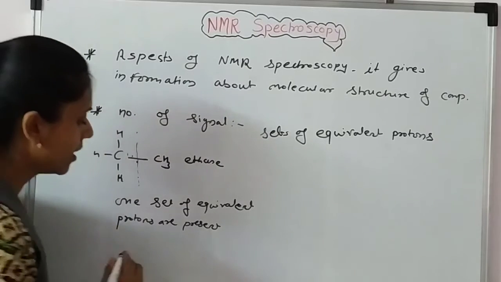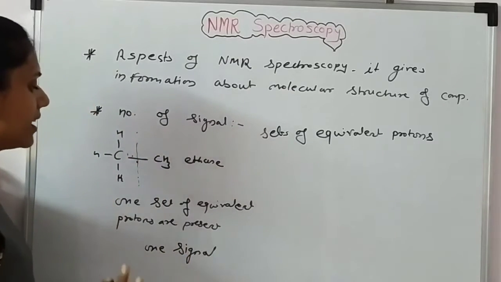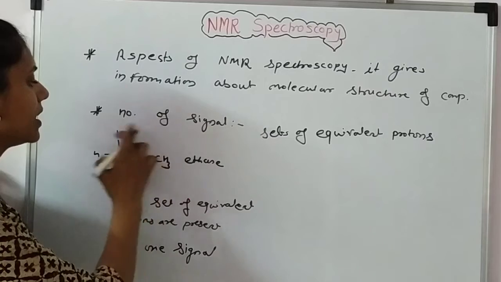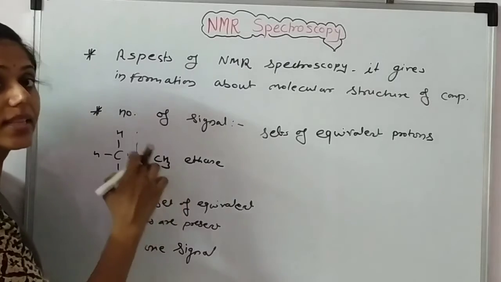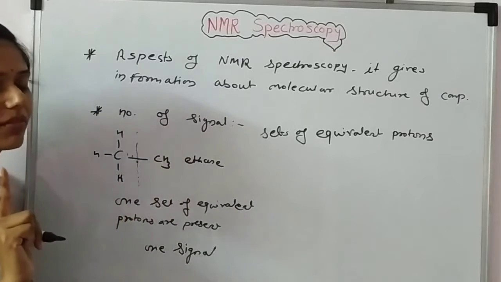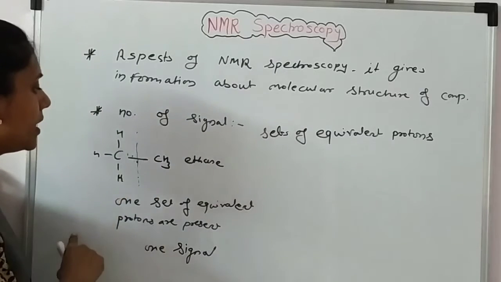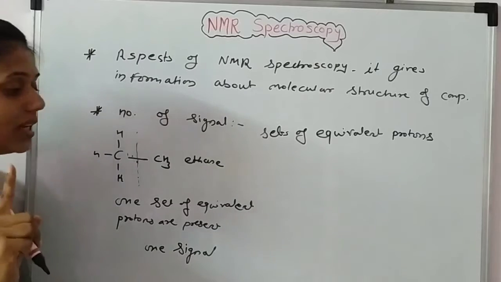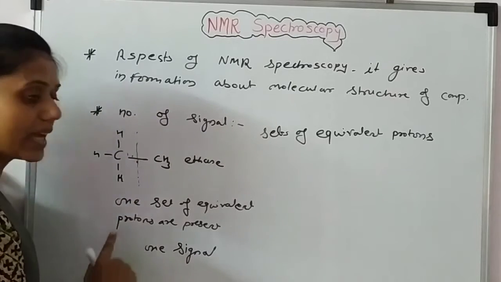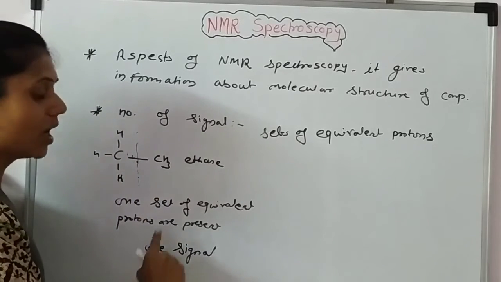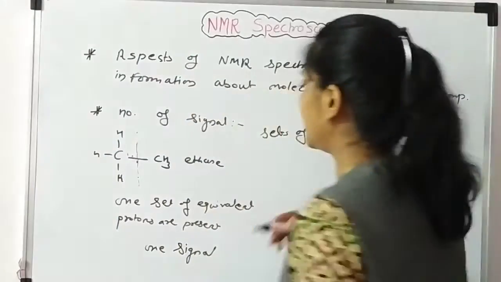How many signals do we get? We get only one signal. Why do we get the one signal? Since all the protons have the same environment, only one set of equivalent protons is present in this. How many protons give the one signal? If we count the protons 1, 2, 3, 4, 5, 6, then we can say that 6 protons give the one signal. After that we study the multiplicity.